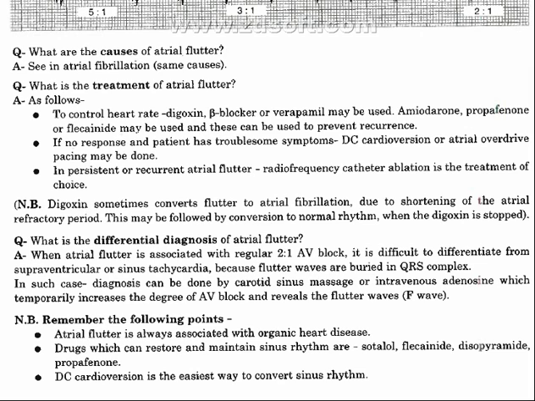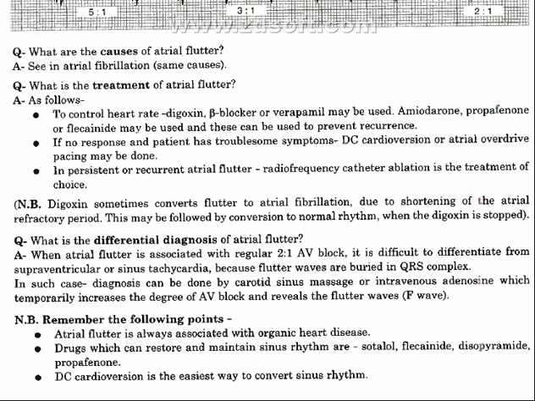If there is no response and the patient has troublesome symptoms, DC cardioversion or atrial overdrive pacing may be done. In persistent or recurrent atrial flutter, radiofrequency catheter ablation is the treatment of choice. Digoxin sometimes converts flutter to atrial fibrillation due to shortening of the atrial refractory period. This may be followed by conversion to normal rhythm when the digoxin is stopped.